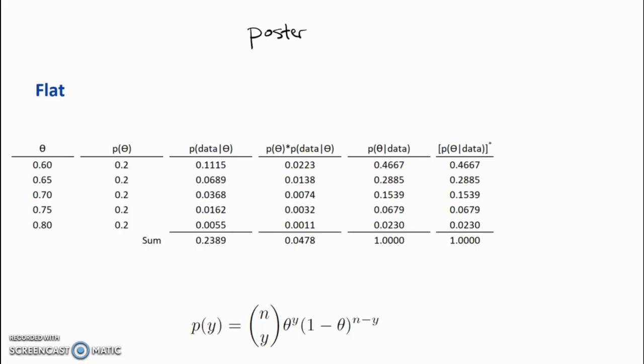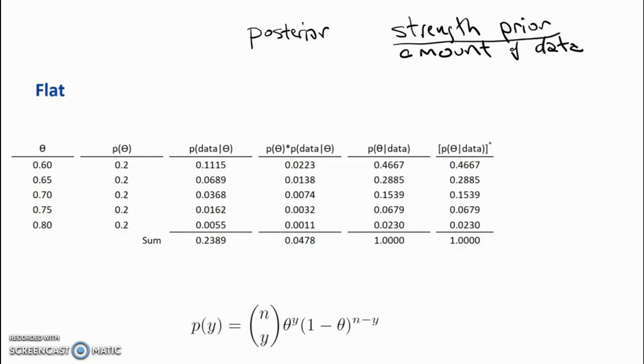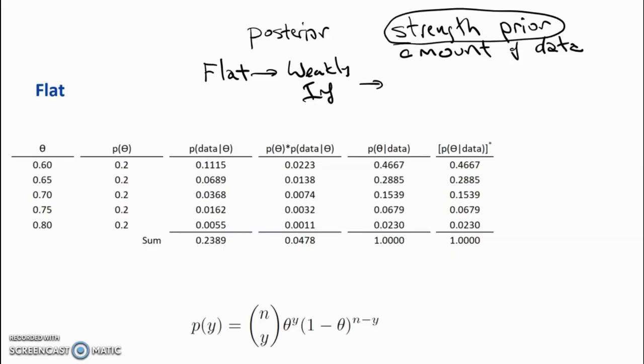So we know that the posterior distribution is going to be determined by the balance between the strength of the prior and the amount of data. So this video is all about the strength of the prior, and I'm going to consider three broad categories, starting with the flat, going to the weakly informative, and then finally the strongest, the informative.